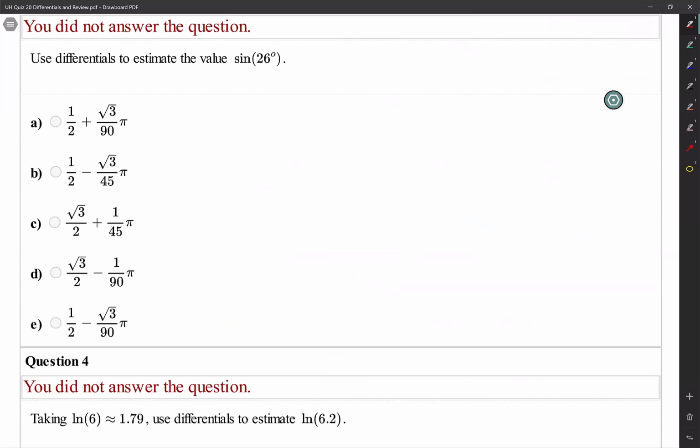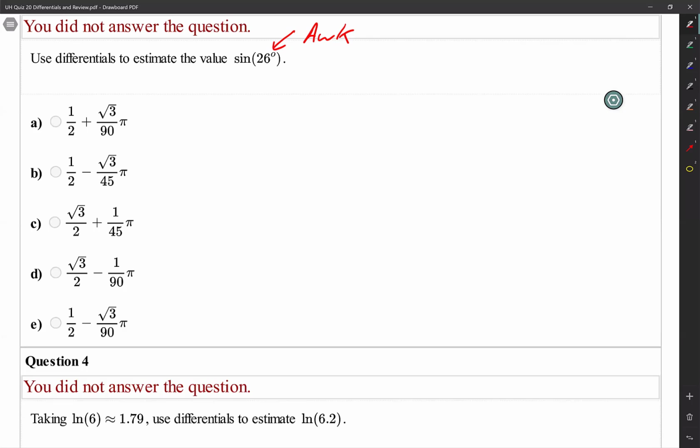On this one, it says use differentials to estimate the value of sine 26 degrees. This is awk. By awk, I mean awkward. You guys probably don't use that anymore. That was a 90s thing. Like, oh, that's awk.